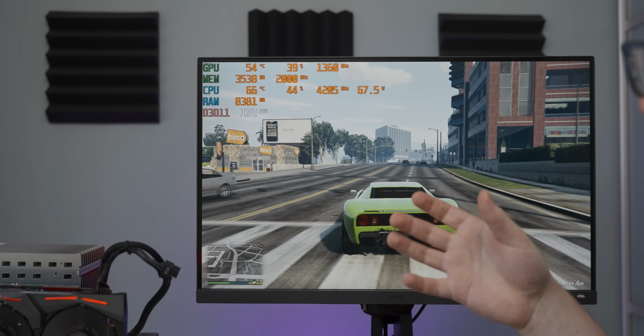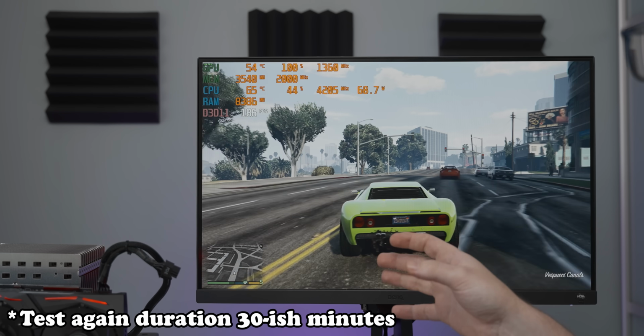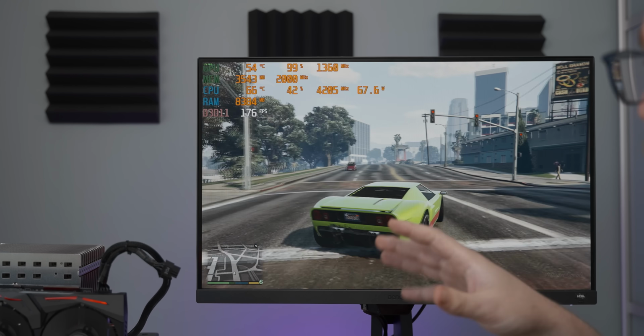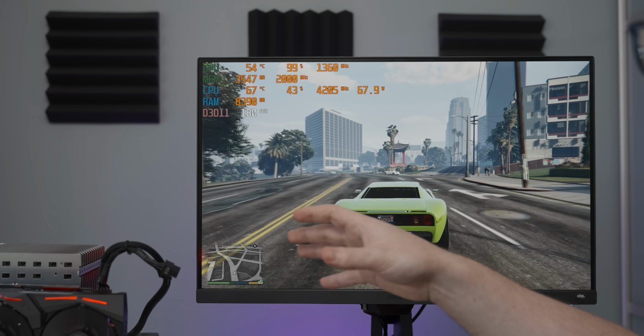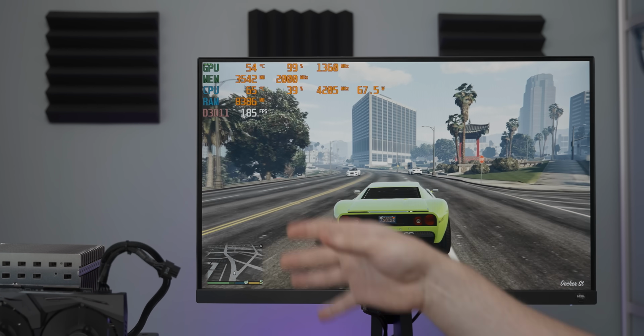Now after quite a long run, it seems like this cooler is able to effectively deal with about 65-ish watts of continuous load in an open air test situation like this.